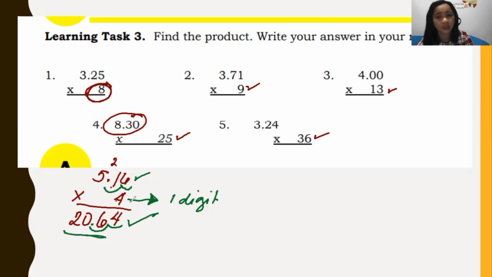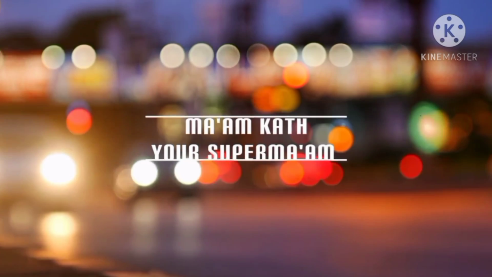Diretso siya sa product. But if you look at number 4, 5, and 3, there are 2 digits in the whole number. So kapag may 2 digits ka na, meron ka ng partial product before you get the answer or the product. Now, that is learning task number 3.